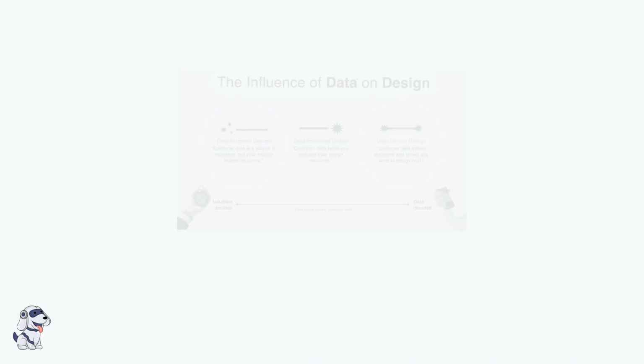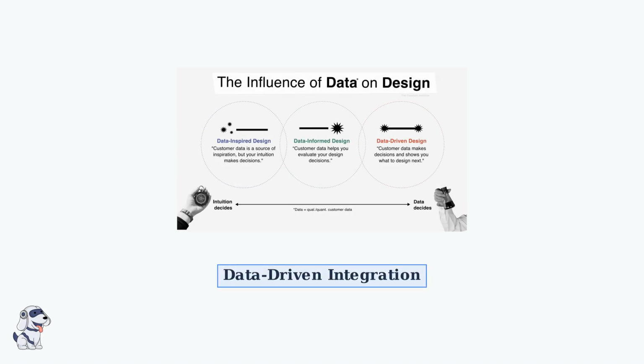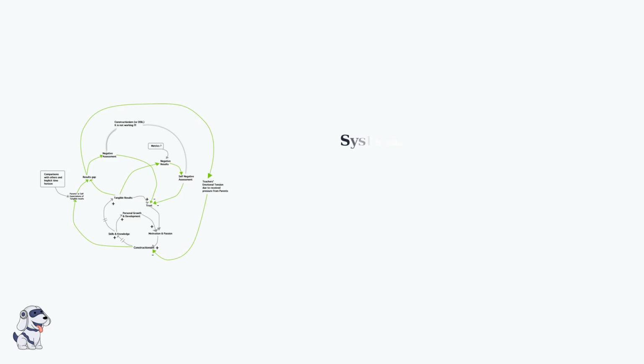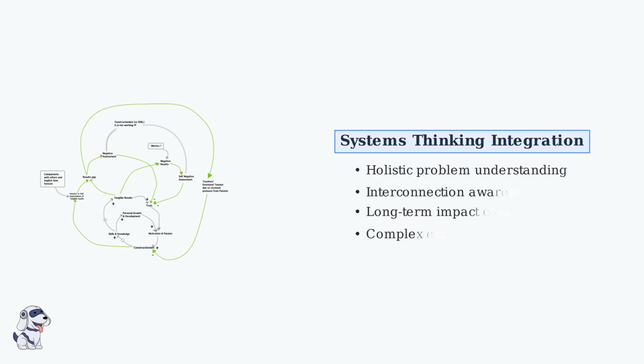The integration of data with design instincts represents a major shift in how we approach problem solving. Rather than relying purely on intuition, future design thinking balances human insight with data-driven evidence to create more effective solutions. Systems thinking is transforming design thinking to address complex, interconnected challenges. Instead of solving isolated problems, future approaches consider the broader ecosystem and relationships between different components.